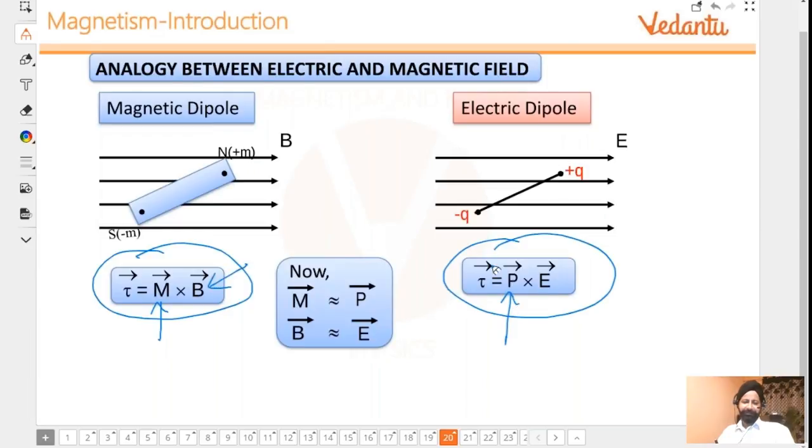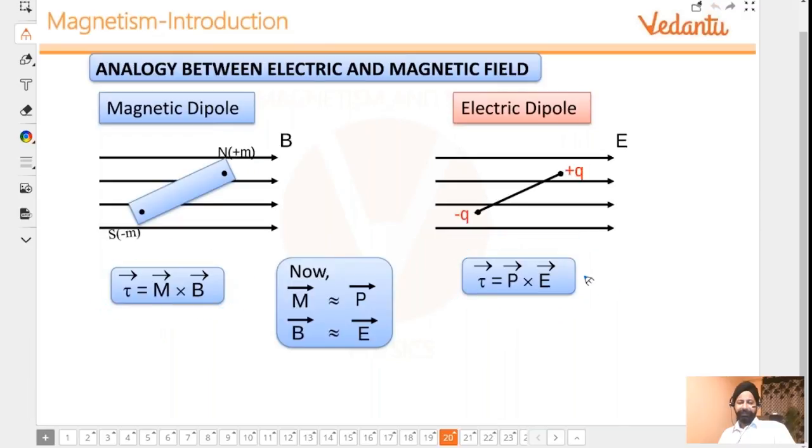This is the magnetic field strength. This is the electric field strength. I would really advise you to take these on one paper and try to analyze this after the class. Just revise it.